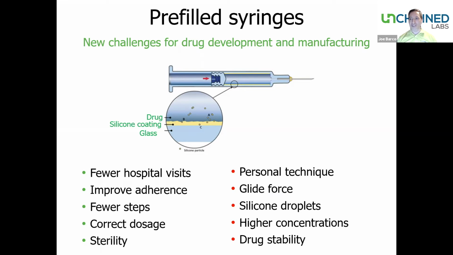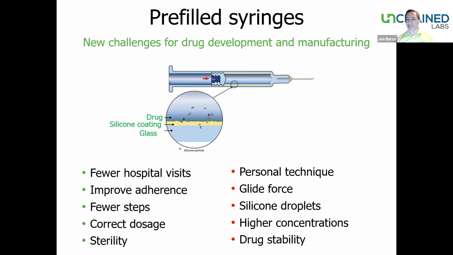That coating with silicone is now another variable in this process, because that could potentially come out in the solution and be injected. And so you can't have too much silicone, you can't have too little. You have to make sure it's uniformly distributed along the barrel so that it behaves consistently.